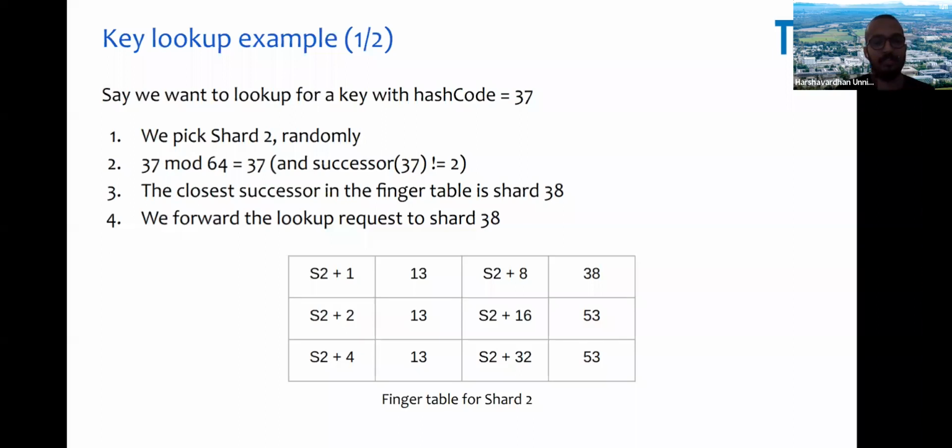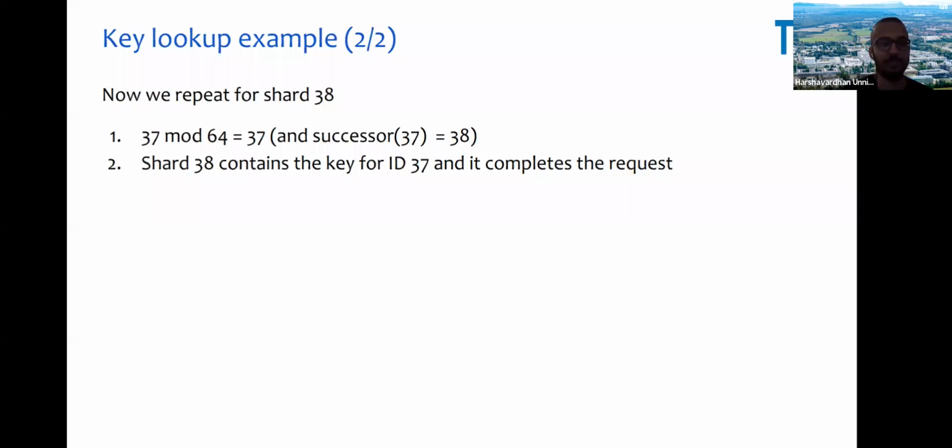Consider the 4 shard setup described in the previous slides. Let's assume that the key used in the request has a hashed ID of 37, and this request is sent to shard 2. Shard 2 sees that it is not the successor for key 37. It uses the finger table to determine key 37's successor and sees that shard 38 is the closest successor to key 37. It then forwards the request to shard 38. Shard 38, on receiving the request, sees that key 37 is within its assigned key space. It retrieves the value for key 37 and completes the request.